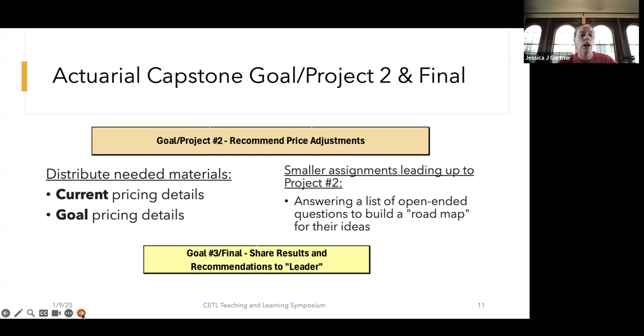These next two are a little bit faster. So once they do that big analysis project in Excel, they're going to take that same data set that they just worked with and recommend price adjustments. So I need to pass out what the current pricing details are and what our goal pricing details are. So what is a goal? Well, that would just be whatever the company or whatever your boss is saying, what are you shooting for. This is where we want to be pricing wise. How can we get there?